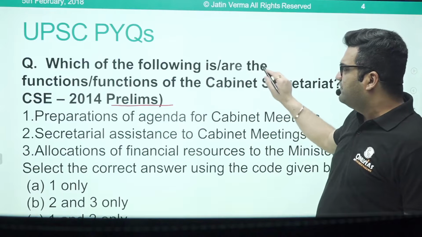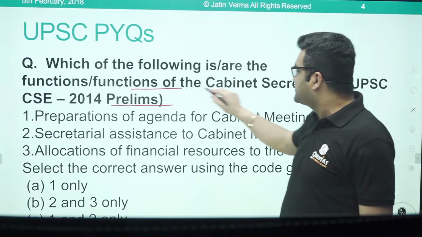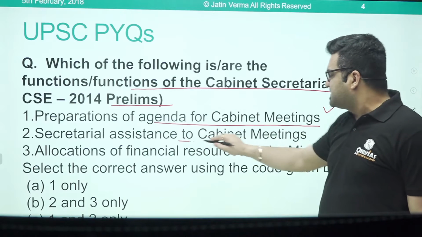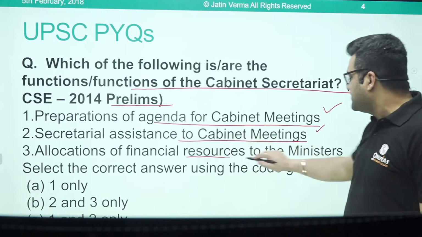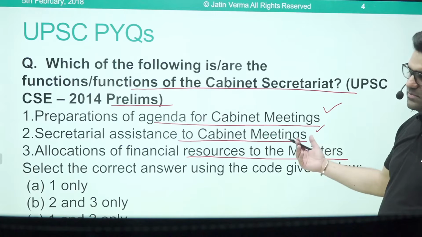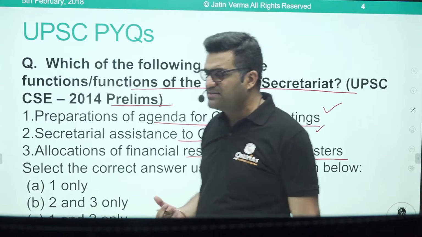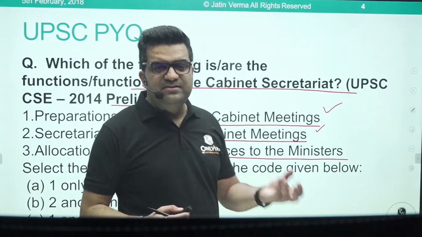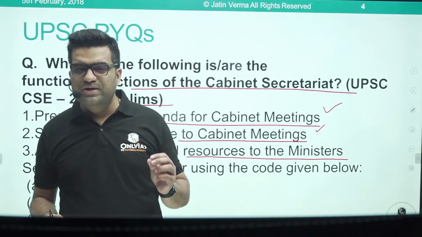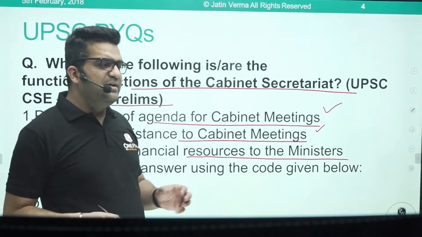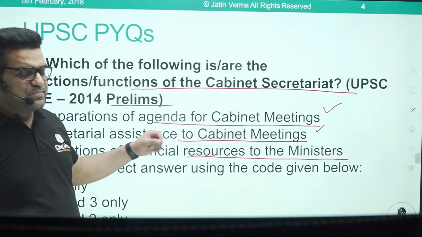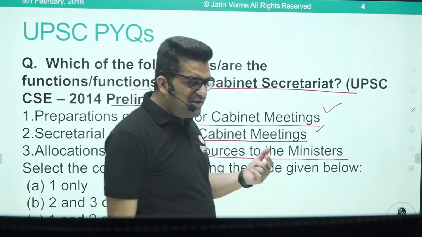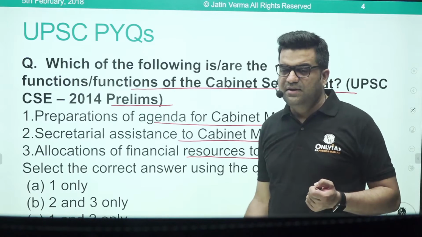Another question here, 2014 prelims: which of the following is or are the functions of the cabinet secretariat? Preparation of the agenda of the cabinet meetings, secretarial assistance to the cabinet meetings, allocation of the financial resources to the ministers. You can answer this question. I'm deliberately not answering. For those of you writing prelims, a much repeated tip is: please go through these previous year questions quite thoroughly, revise them again and again, and try to find out why a particular option is not the answer. Do not just go by the right answer, but try to find out why a particular option is not the answer in a particular question.